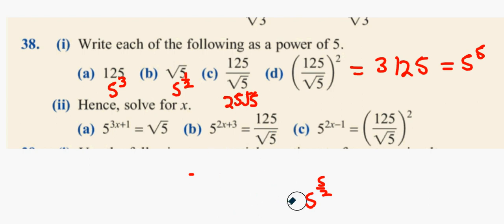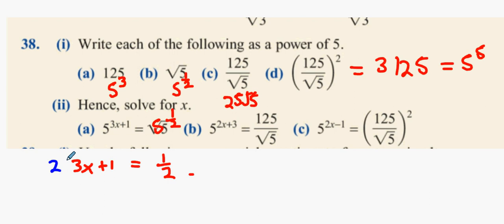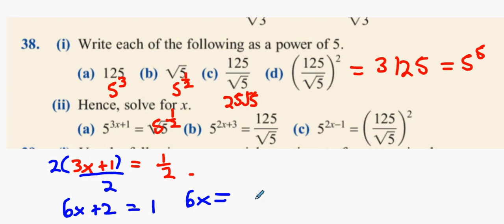So can anyone in the class tell me, using 38 part 2, what do you reckon we do with the first part here? What can I change root 5 into? What am I going to do next? 3x plus 1 equals a half. Common denominator, lads? 2 on top, and what's this become? Says 2 equals 1. 6x equals minus 1. X equals minus 1 over 6. Everybody alright with that?